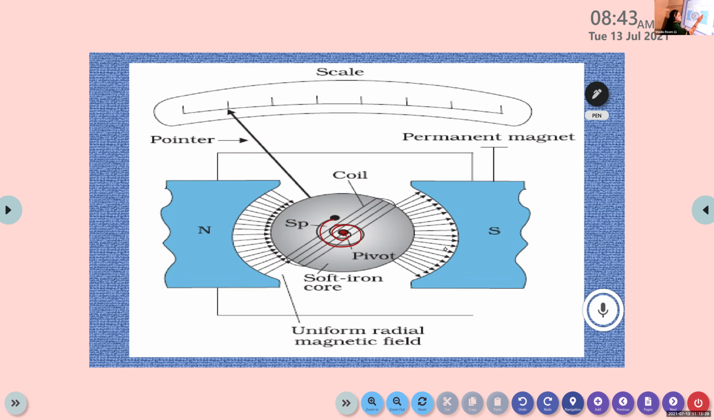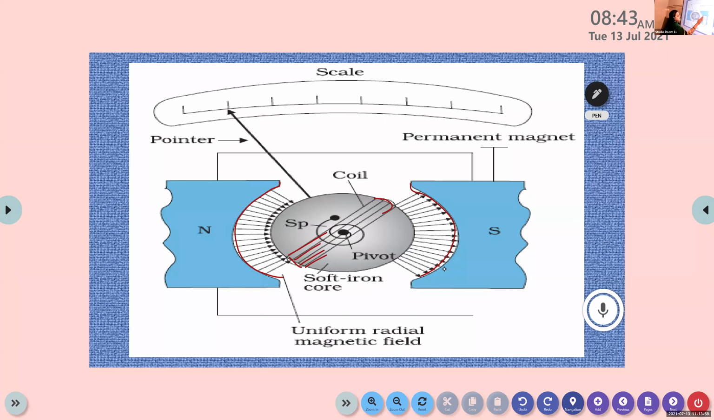So this is the construction of moving coil galvanometer. The moving coil galvanometer consists of a rectangular coil with N number of turns, placed between the poles of strong concave shaped magnets, and these concave shaped magnets produce a radial magnetic field with that of the rectangular coil.